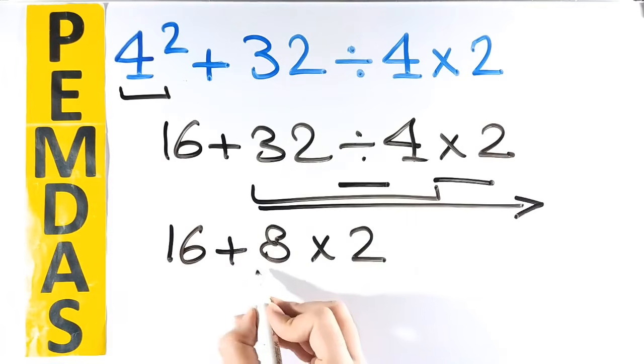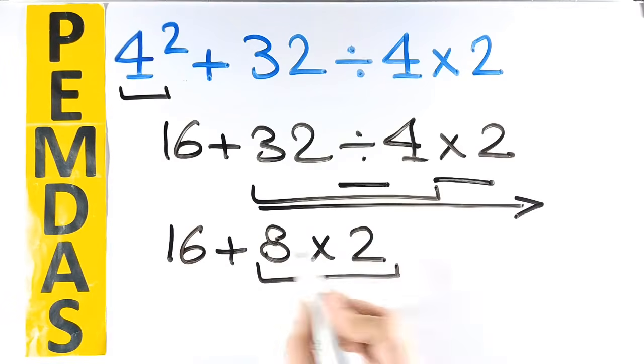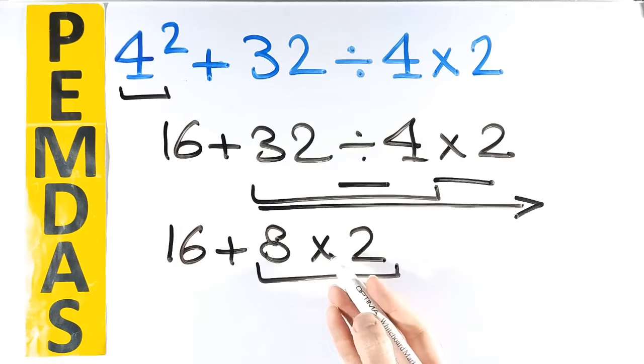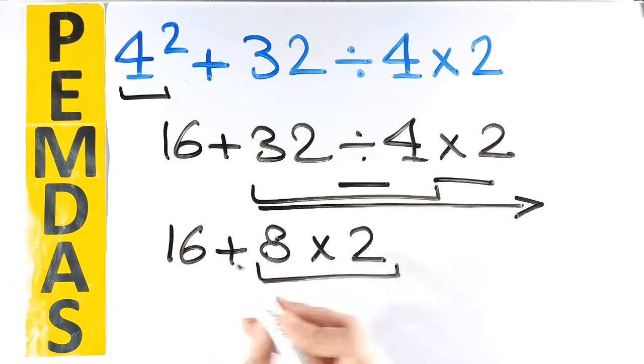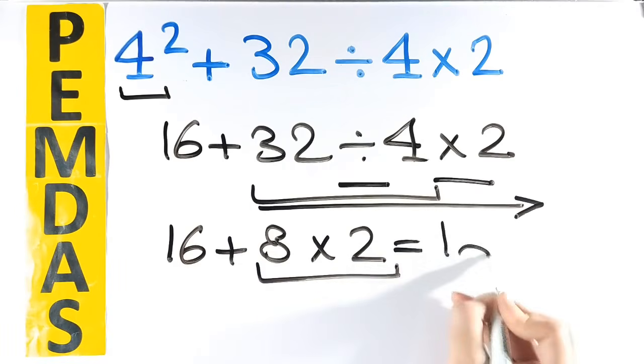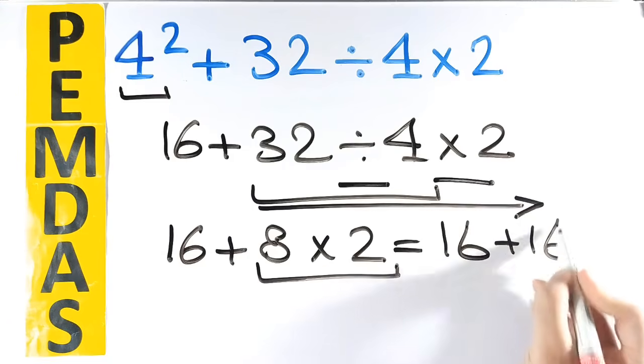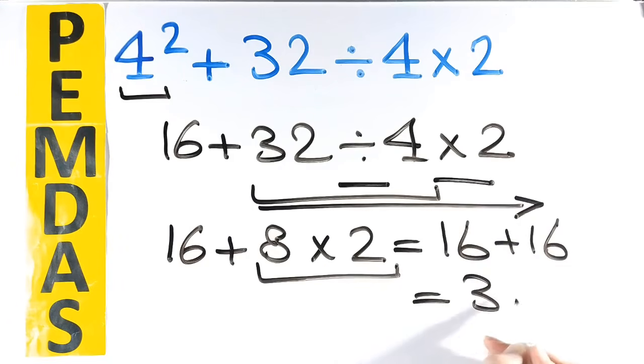And the final step, we go for the multiplication between 8 and 2, because multiplication has a higher priority than addition. So, we rewrite this expression as 16 plus 16, which finally gives us the answer 32.